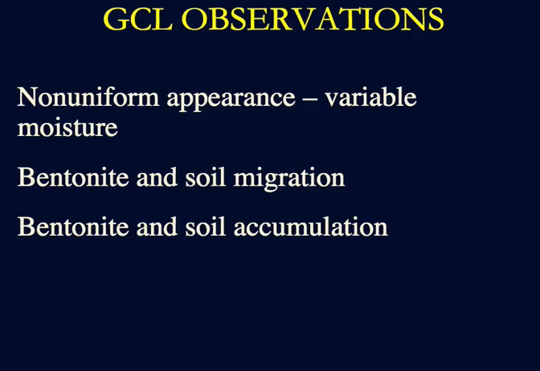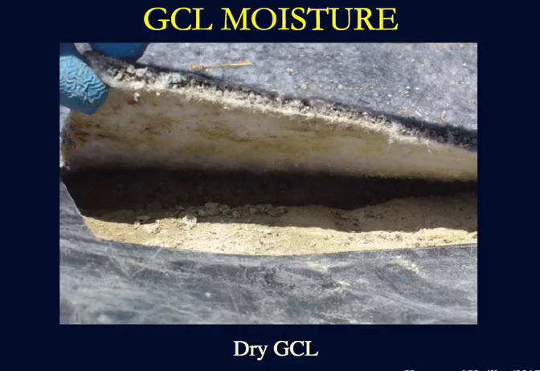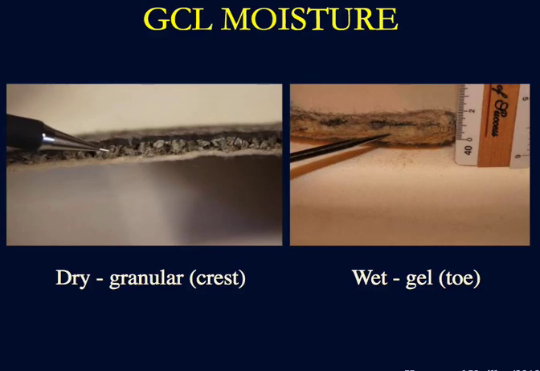From a moisture content perspective, this is a photograph of a coupon being cut out of that GCL in a dry condition near the top of the slope and maintained a granular consistency. And we brought some back to the laboratory for side-by-side comparison, and we see here towards the crest of the slope or the top of the slope, we have a dry condition GCL maintaining this granular consistency, and towards the toe of the slope, we have a wet or gel-type structure where that had been hydrated more properly.